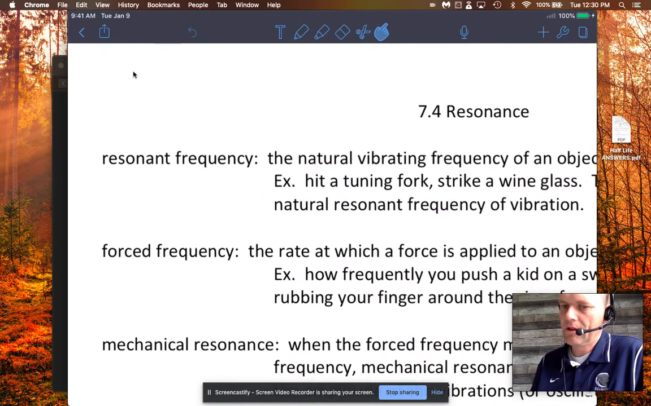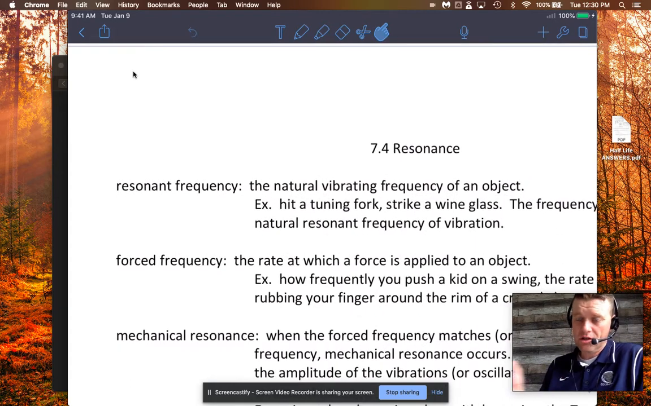So I'll just highlight them and give you a couple of examples because you need to know their definitions and you need to know an example of each. Resonant frequency, let's start with that. It's the natural vibrating frequency of an object. So often all you have to do is hit an object and you'll hear the resonant frequency.